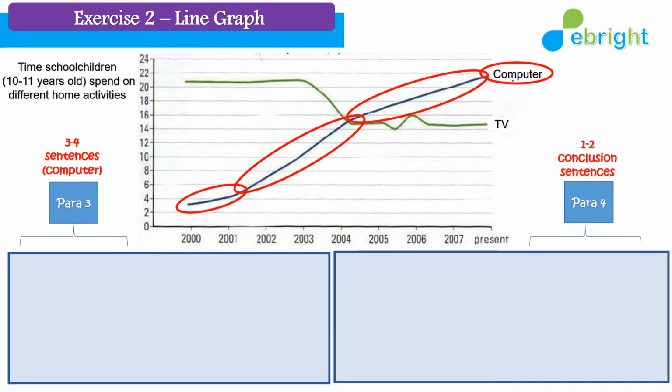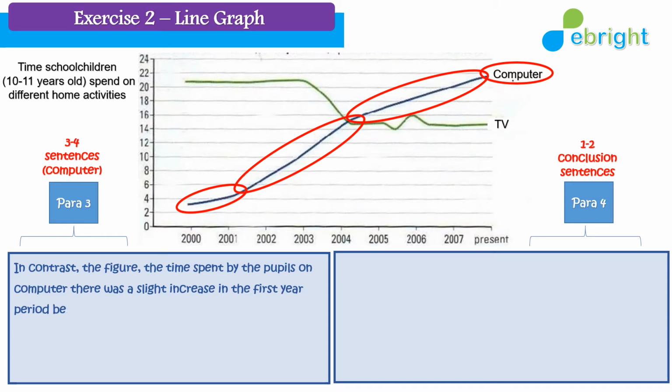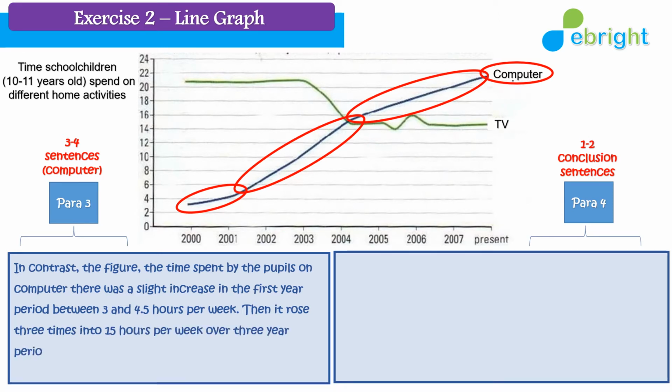Yes, let's try in the next 5 to 10 minutes. Let's play again together: how to write correctly. Start with paragraph 3. In contrast, the figure for the time spent by the pupils on the computer had a slight increase in the first year period, between 3 and 4.5 hours per week. Then it rose three times to 15 hours per week over 3 years. Finally, the trend has steadily increased from 14 hours to 22 hours a week up to now.